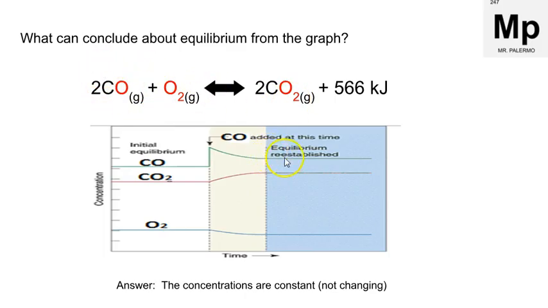And then notice, again, it reestablishes equilibrium. It's just now closer to the product side. And we know it's equilibrium because these lines are flat, and that's our concentration. The concentration, again, becomes constant.